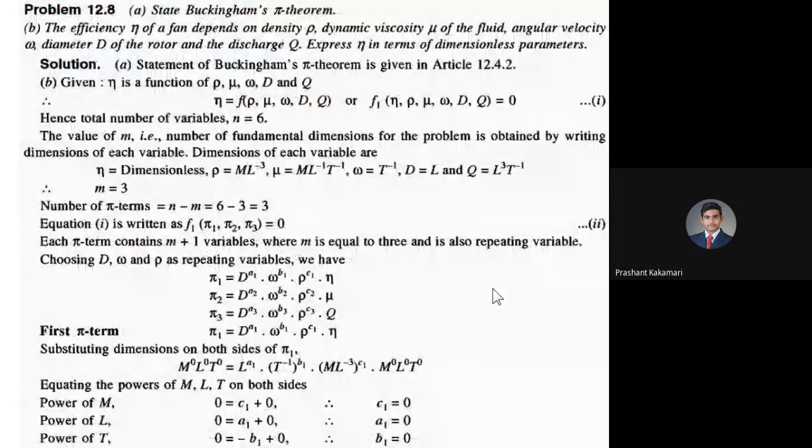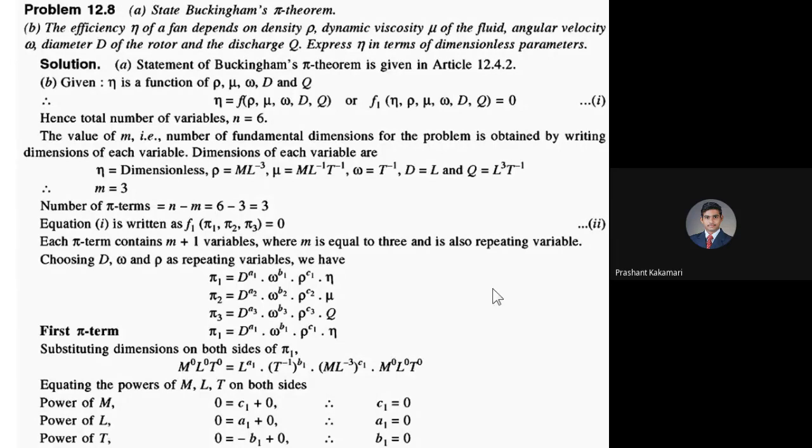Then we have the efficiency of a fan. This type of problem we have not taken, so we will solve this. The efficiency eta of a fan depends upon... now all of you observe. Efficiency of the fan, that is eta, depends upon, which means the left hand side should be efficiency. That is the dependent variable. On which parameters it depends, and how, we have to find out.